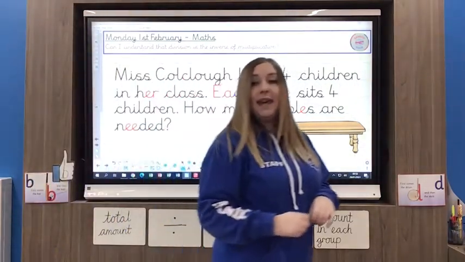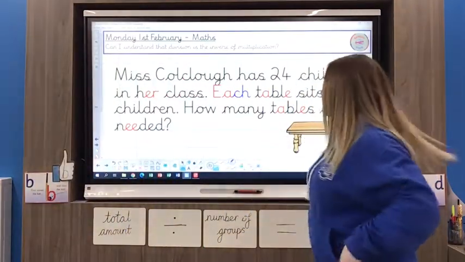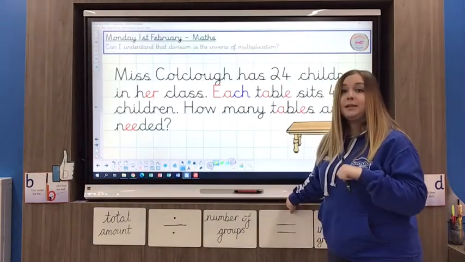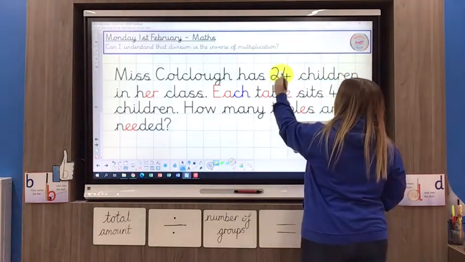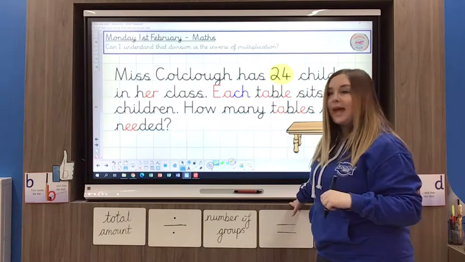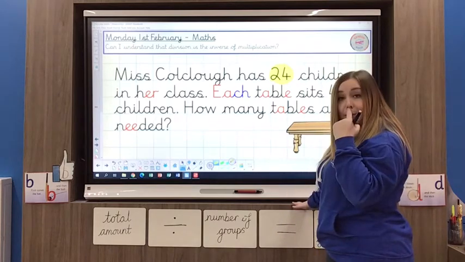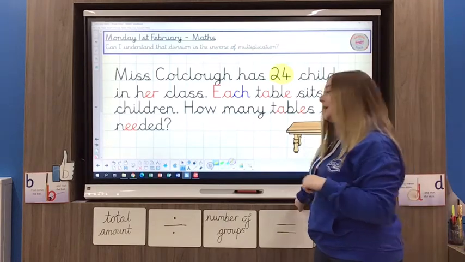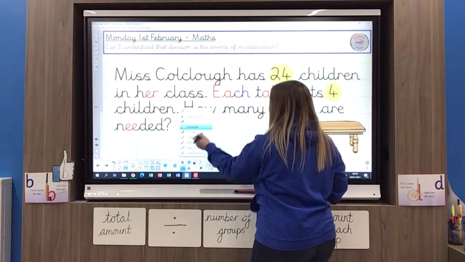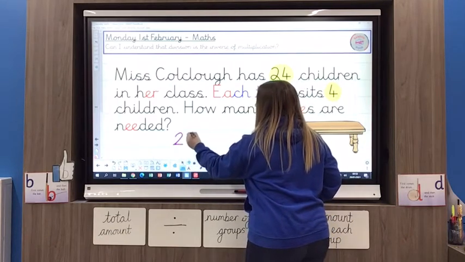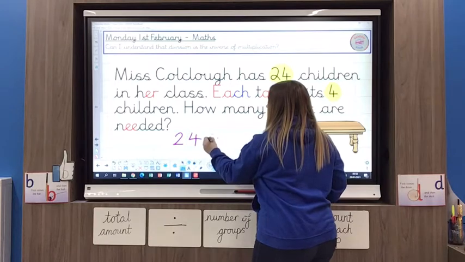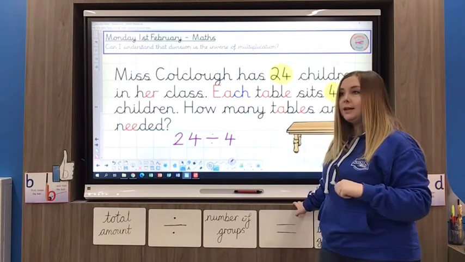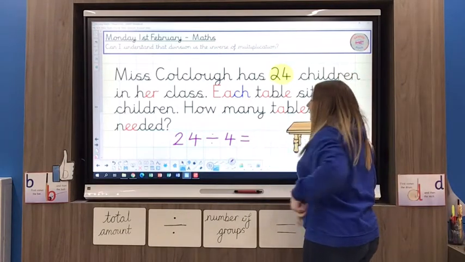So we need to start by picking out our key information. One important piece of information is that we've got 24 children. That's how many children we've got all together. And the tables sit 4 children each. So we've got to figure out how many tables I need. So we've got 24 all together. I'm going to divide that by 4 because that's how many children can fit on a table. And then let's see if we can figure out the answer.